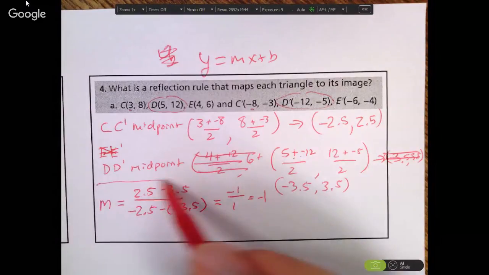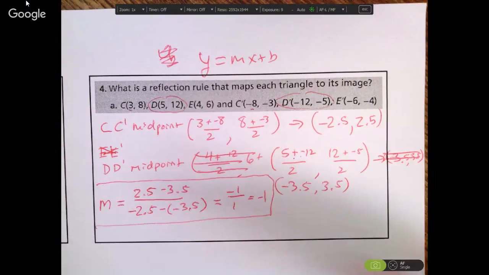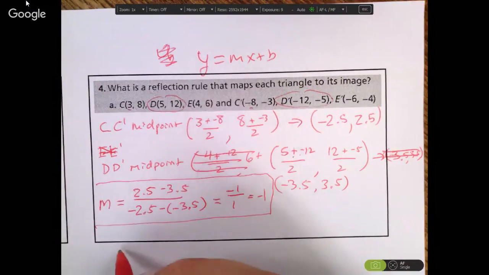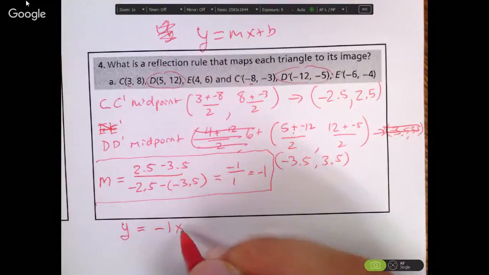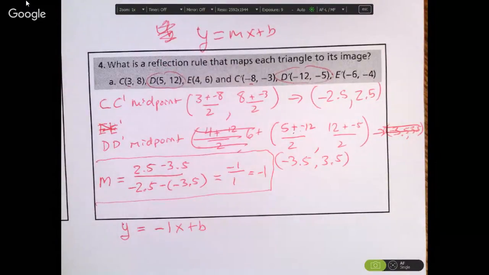So y equals -1x plus b. I like that you don't put the 1 there, but Algebra 1 ninth graders would freak out if you didn't put a 1 there.